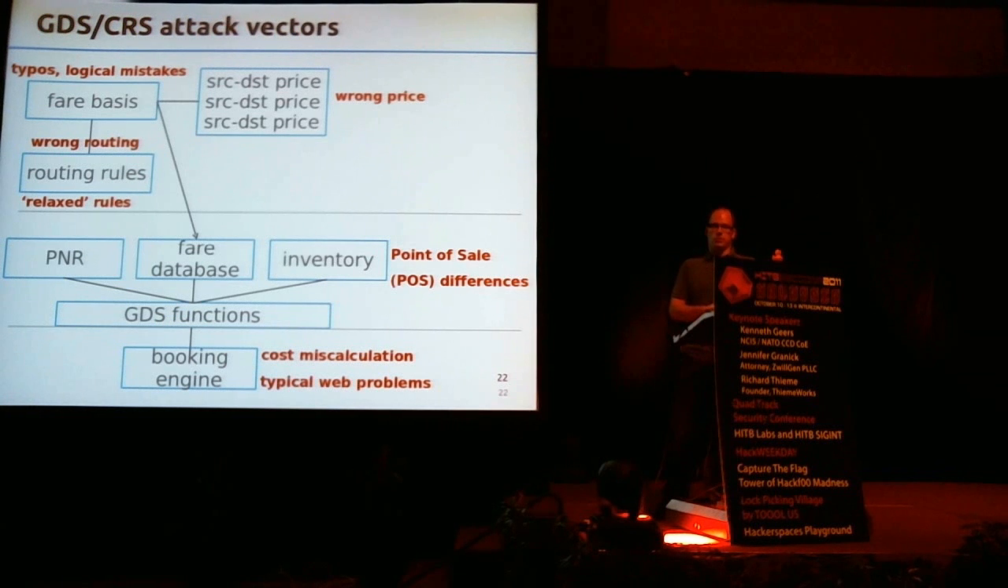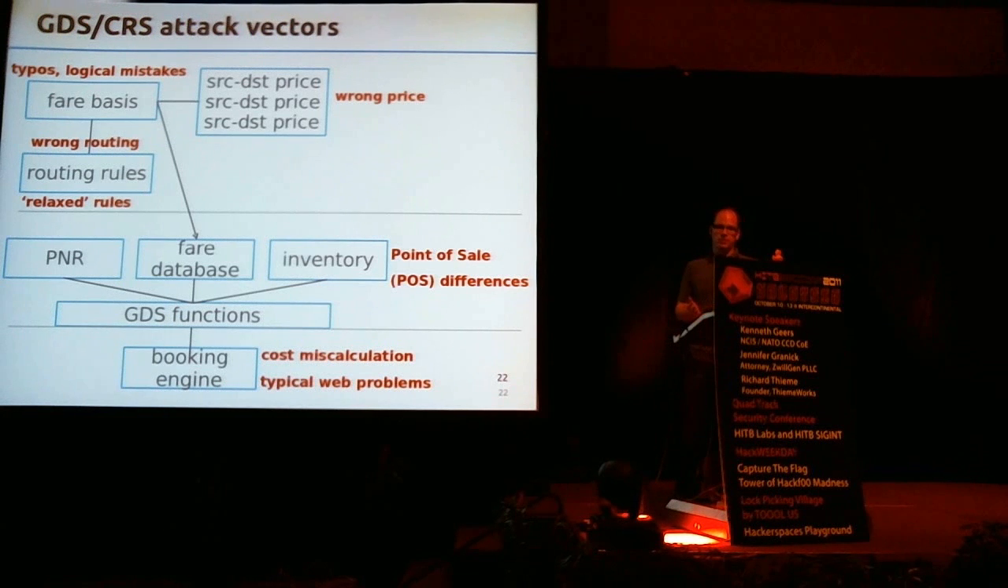Obviously, the most obvious one, top right, somebody just made a typo on the price. It was supposed to be $1,000, ends up being $100. So you save $900 if you find it fast enough and you just book it. Fare basis could be that somebody made a mistake. It was supposed to be an economy fare. Somebody messed up the first character, ends up being first class for free or for the same price. Did happen.